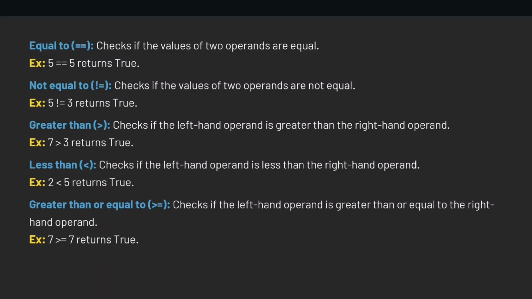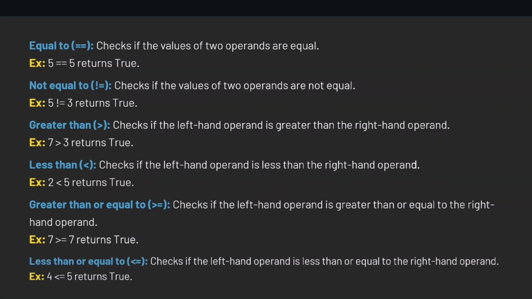Next is greater than or equal to. This checks if the first value is either greater than or equal to the second. Since 7 is equals to 7, the comparison is true. And last is less than or equals to. This operator checks if the first value is either less than or equals to the second. Here 4 is less than 5, so the comparison returns true. Now let's switch over to Google Colab to see how it works.